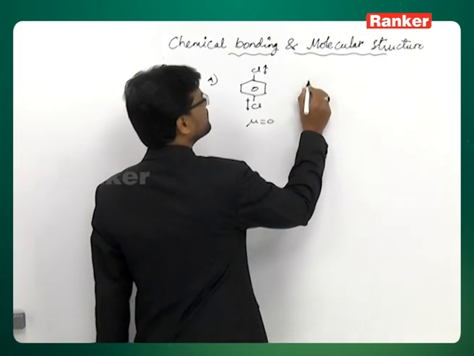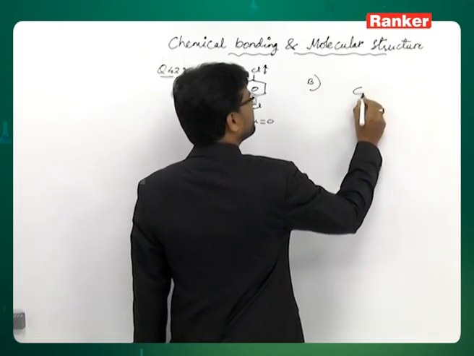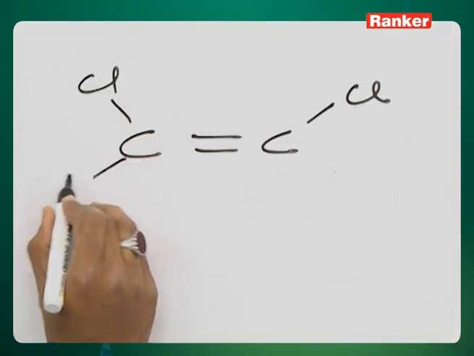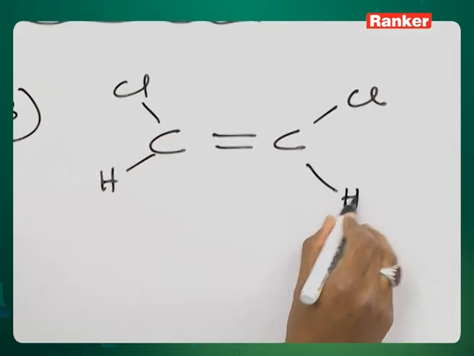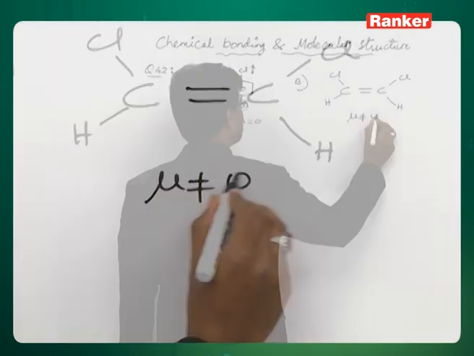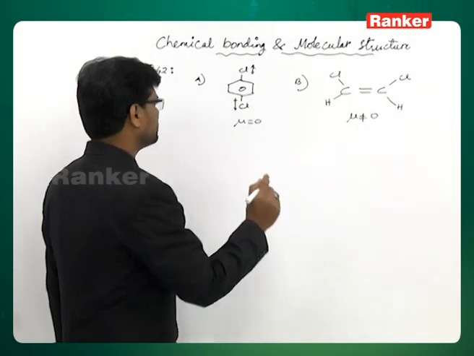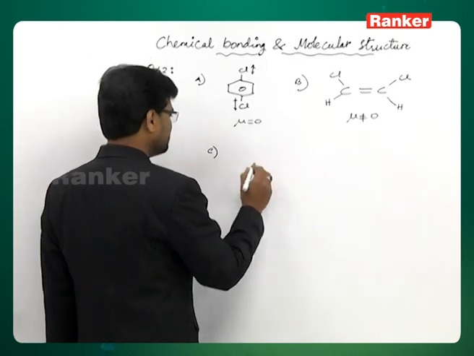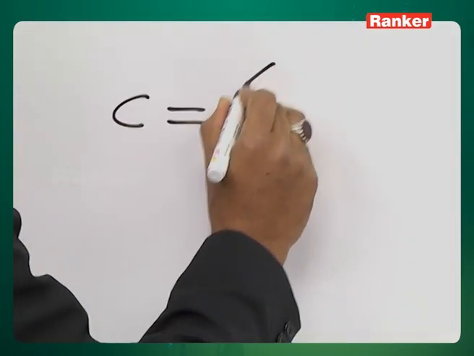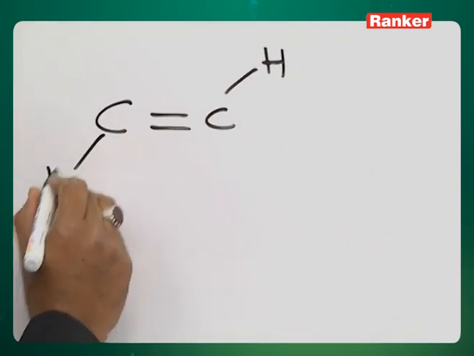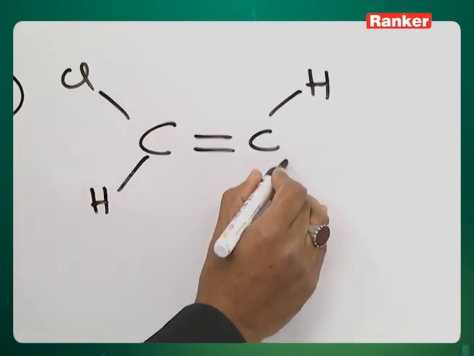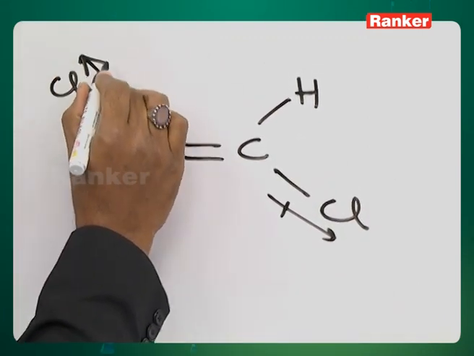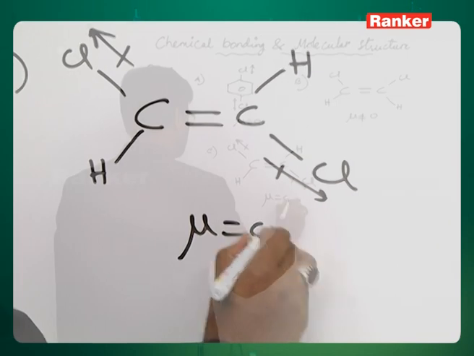Now, B, this is cis 1,2-dichloroethene. Both the chlorines are cis with respect to each other. So, mu is not equal to 0 here, it is a polar molecule. And then option C is trans 1,2-dichloroethene. Here the two chlorines are trans with respect to each other and they cancel out each other. These two cancel out each other and mu equals to 0.